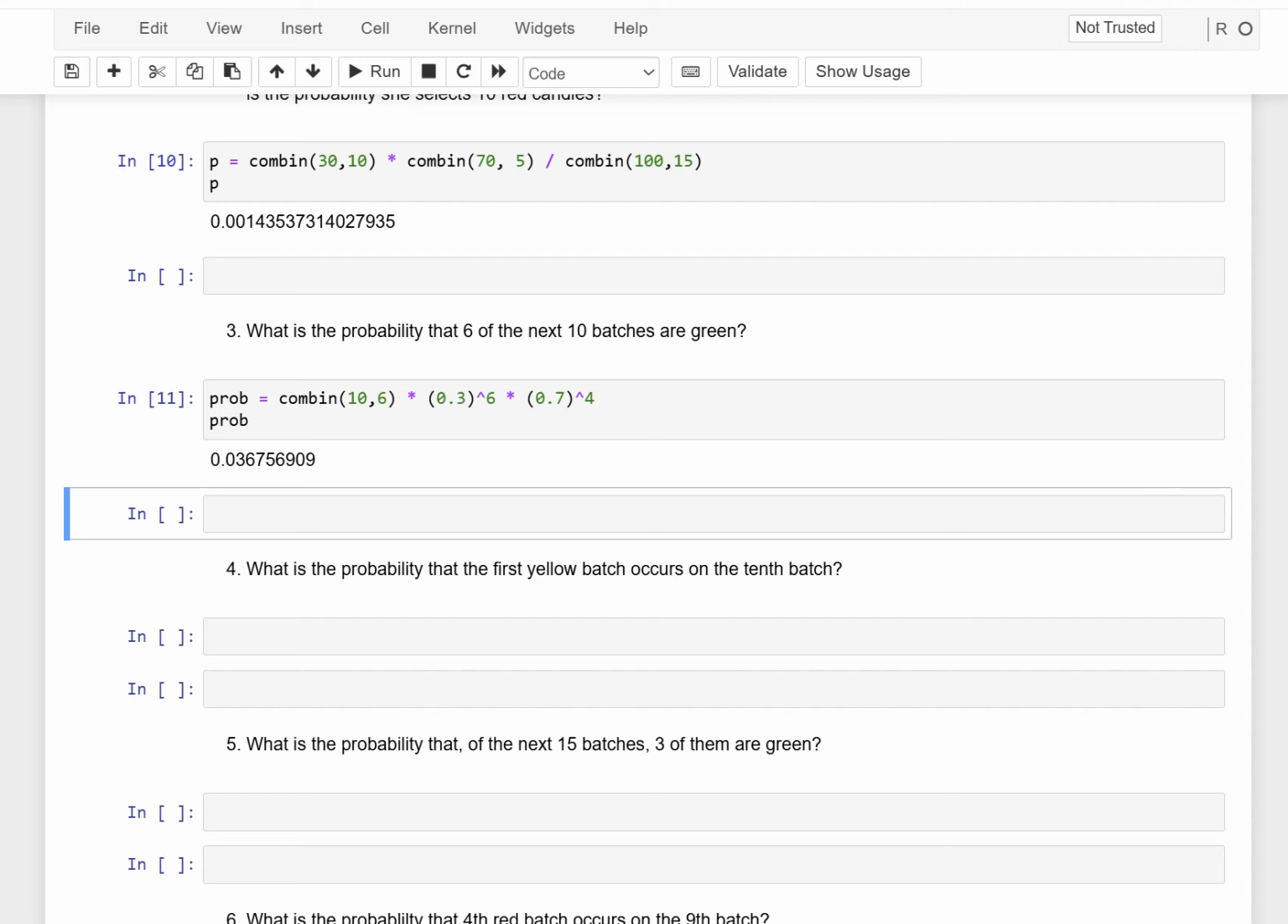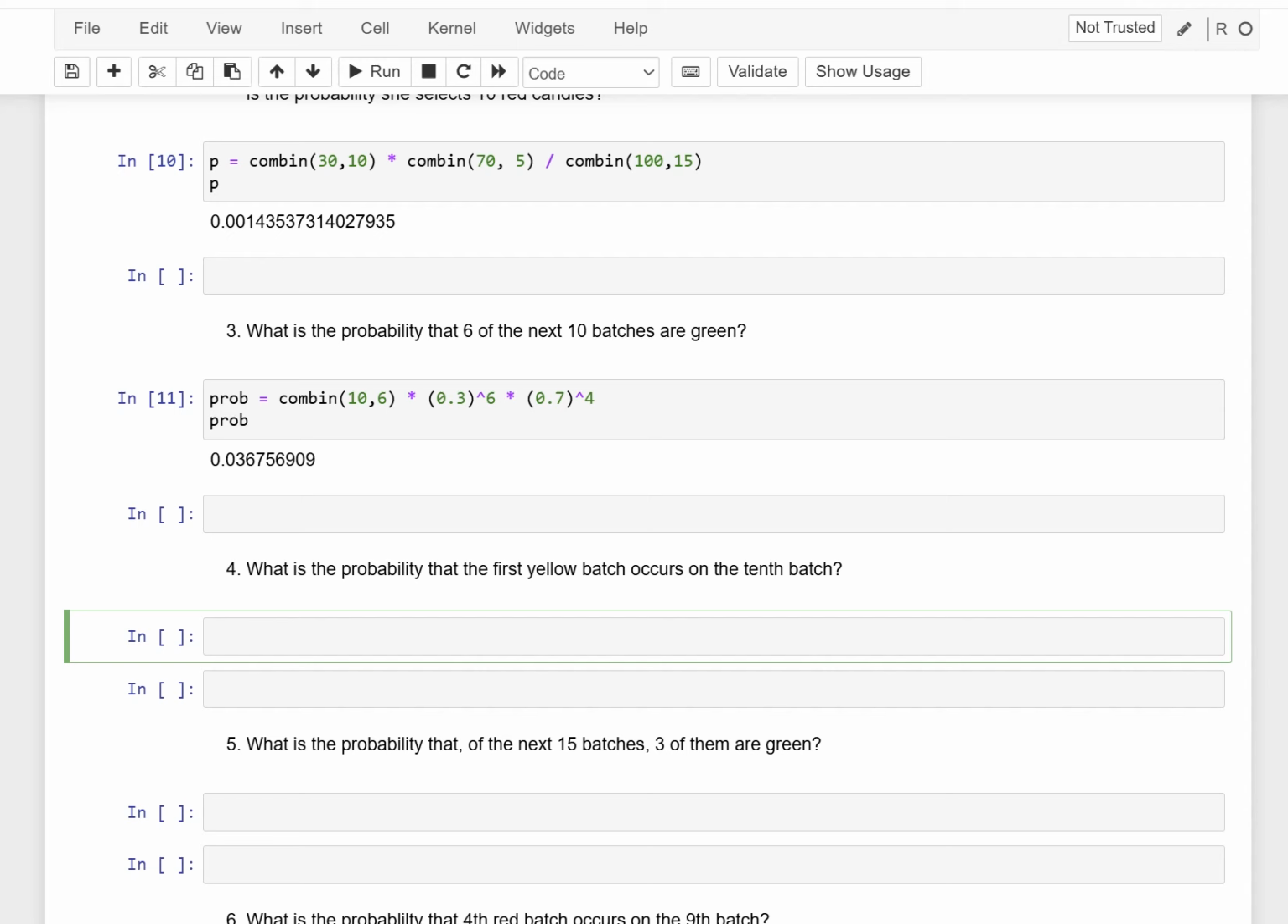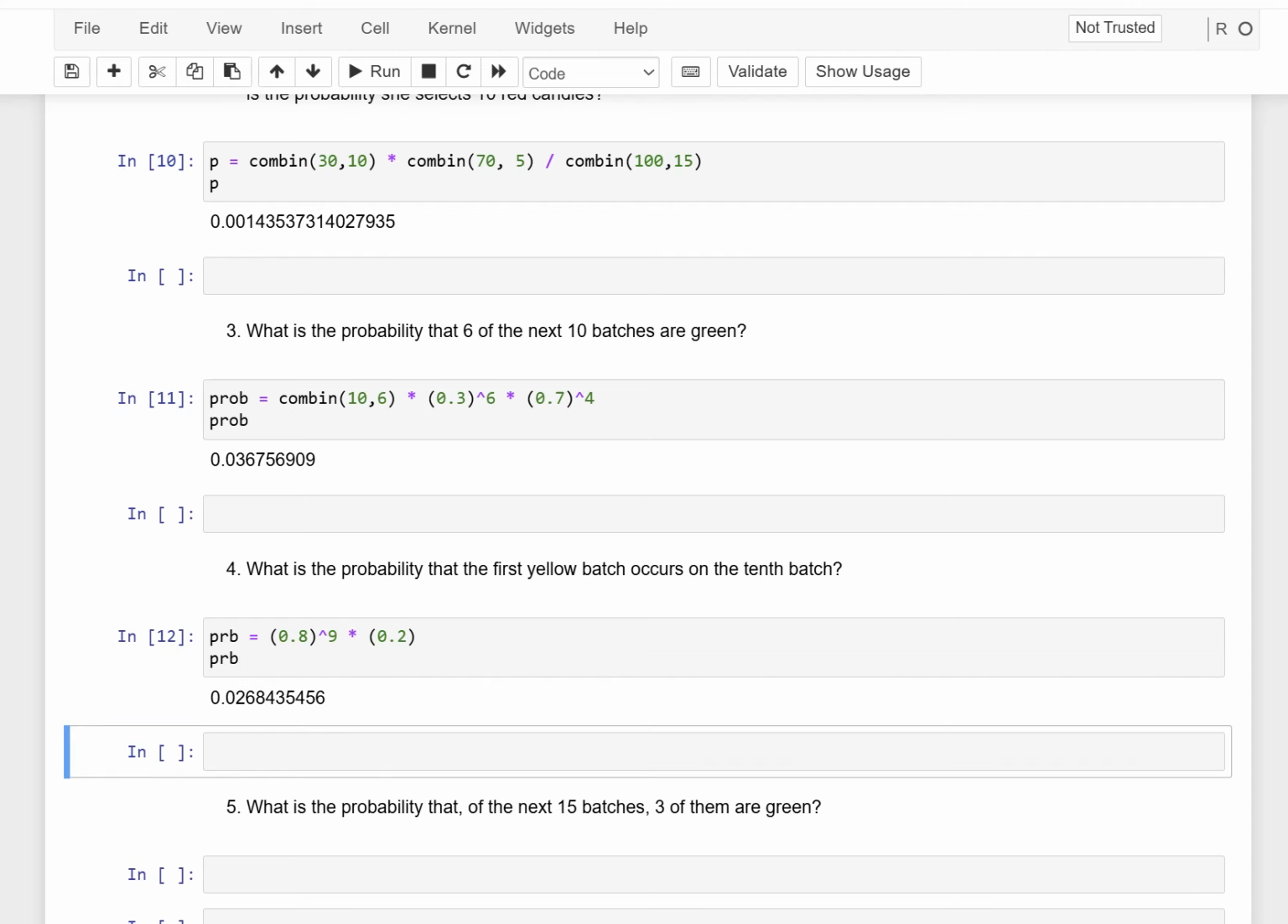So for number 4, this is geometric, right? The first yellow batch occurs. This is k equals 1 success, fixed probabilities. The yellow batches are 20%. So what are we doing here? There's no combinations, right? Why? Because the probability is just going to be 9 failures, so that's 0.8 raised to the ninth, times the number of successes, which is 1 success, ends this. You can put the to the first power in it, and you can see that the exponents add up to 10. Why? Because there's 10 trials, right? So I have 9 failures and then a success. So the probability is equal to about 2.5%, right? 2.68%.